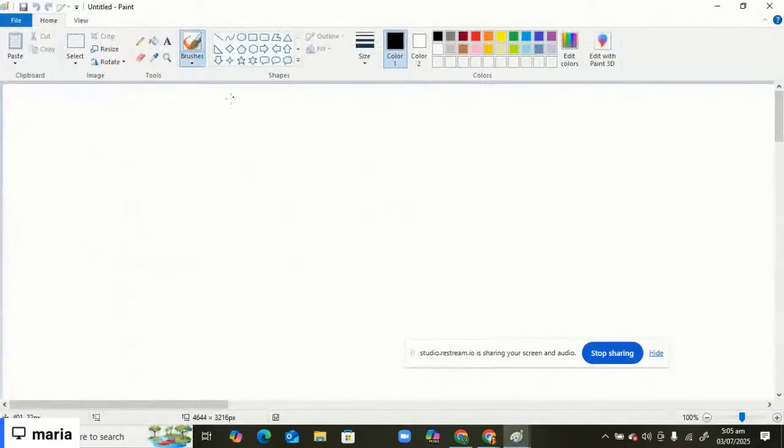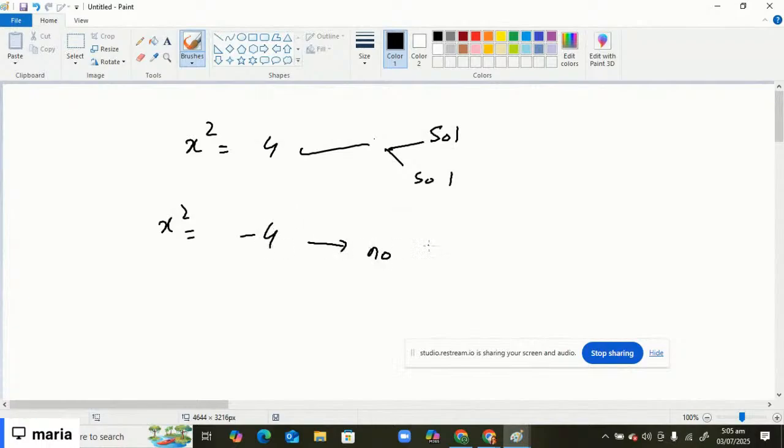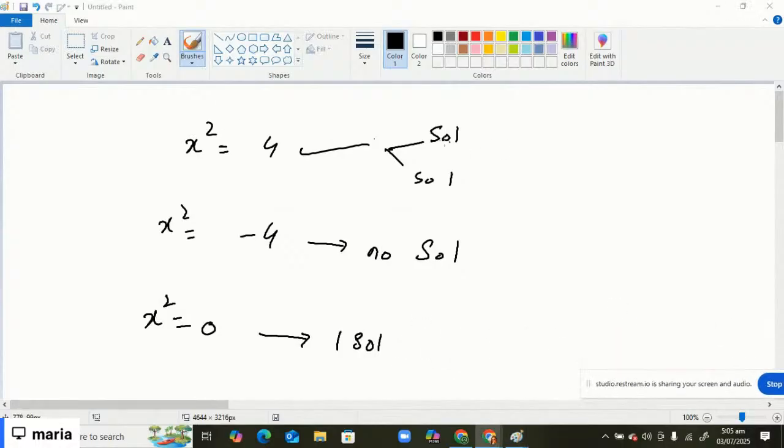For example, if your x square is a positive number like 4, there are two solutions. If your x square is some negative value, there is no solution. And if your x square is equal to 0, it has only one solution. These are basically the steps you need to understand.